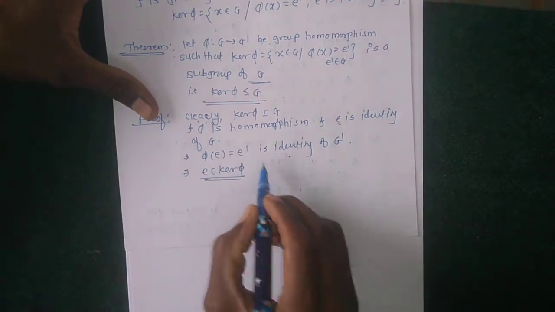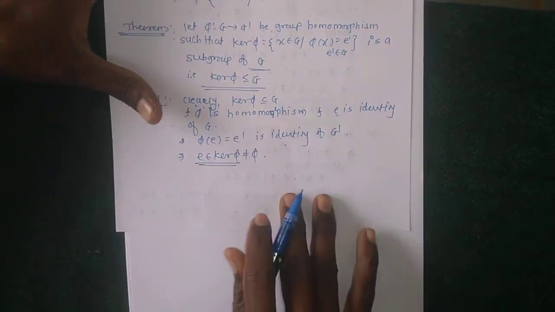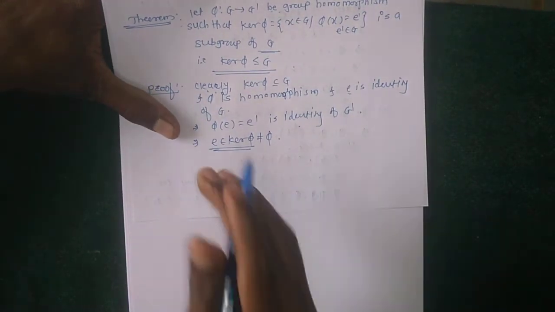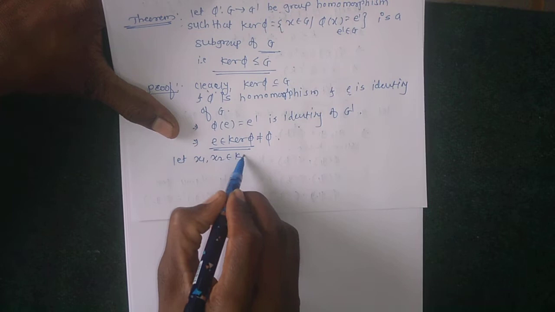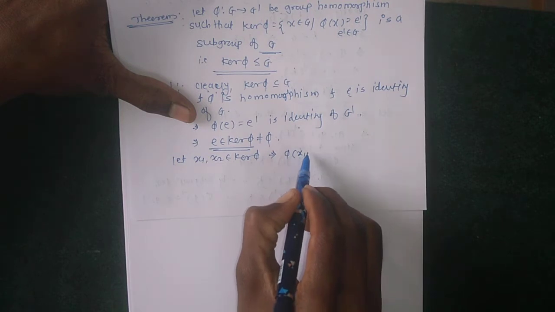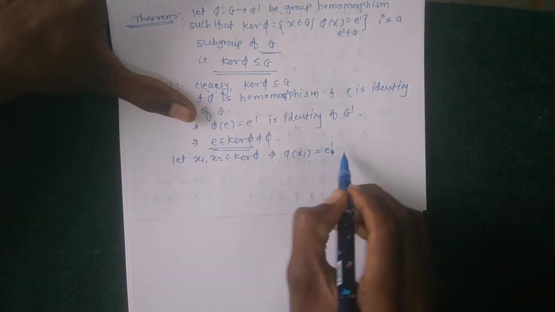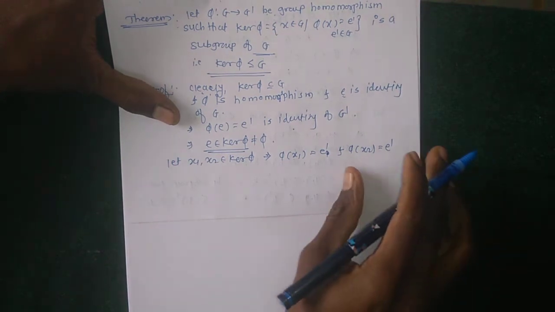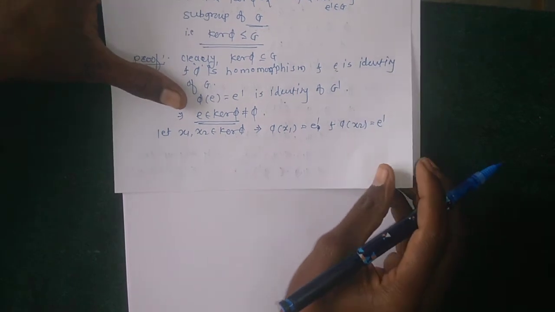By the definition of kernel phi, kernel phi is non-empty. Okay, that is, kernel phi is non-empty, meaning it contains at least one element. Therefore kernel phi is non-empty. So let us choose any two elements from kernel phi. Let x1, x2 belong to kernel phi, which implies that phi of x1 equals e dash and phi of x2 equals e dash, because their images must be the identity in G dash. Those elements are in kernel phi, so their image is the identity in the codomain.